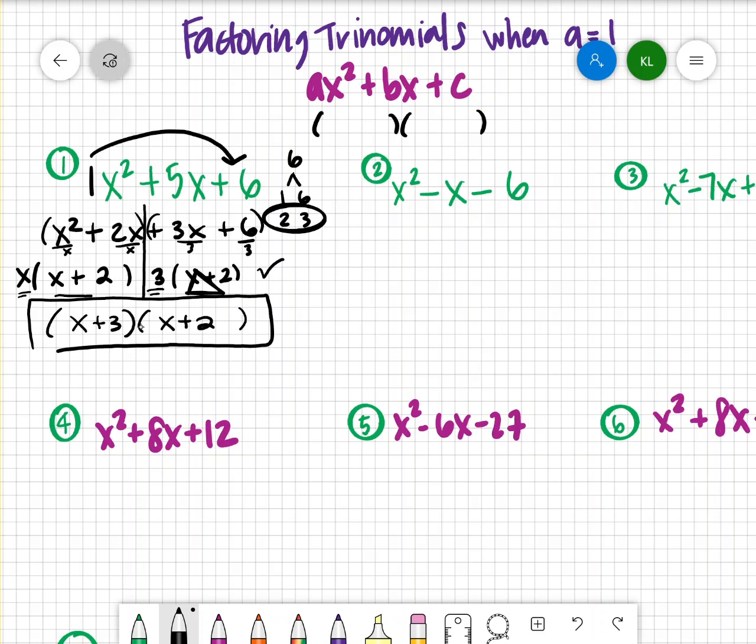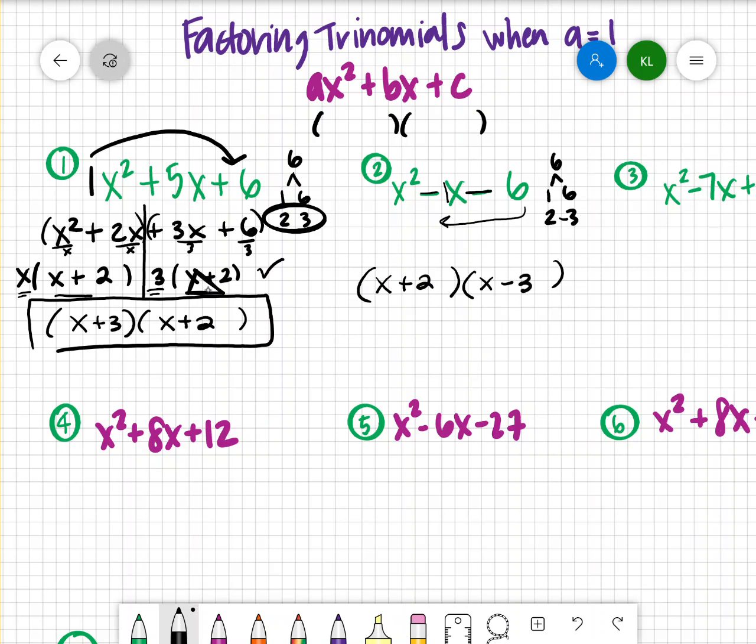So instead of factoring by grouping, since our a value is equal to 1, we're going to do a little shortcut. So now I'm just going to look at my c value and find factors of my c value. So in this case, if I look at number 2, factors of 6 are 1 and 6 and 2 and 3, and I like to read this backwards. So I'm going to find factors of 6 that subtract to give me my b value. In this case, it's negative 1. So 3 minus 2 is positive 1. 2 minus 3 is negative 1. So that means that my answer is just going to be x plus 2 and x minus 3.